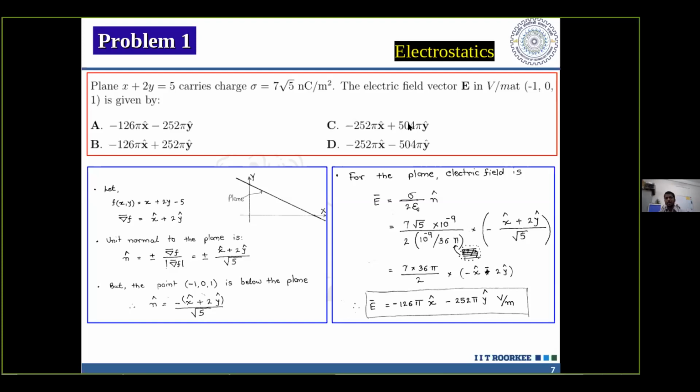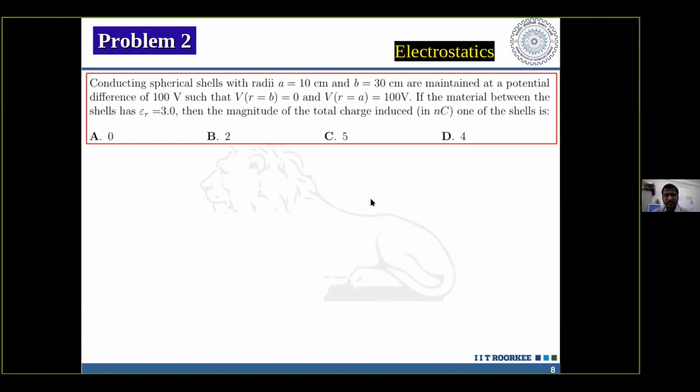So that is the first problem which I wanted to discuss. There are two concepts involved. One is how to find unit vector and then the simple formula. Sorry. So now another problem is also from electrostatics.